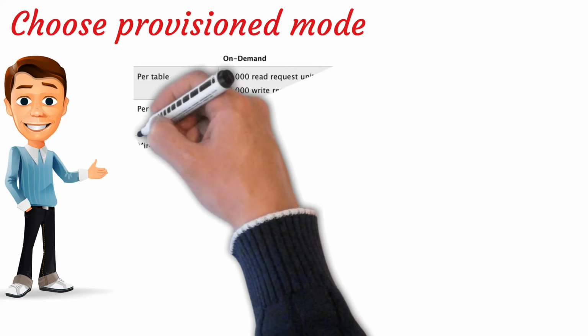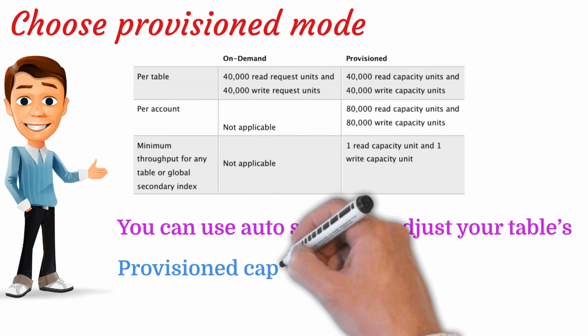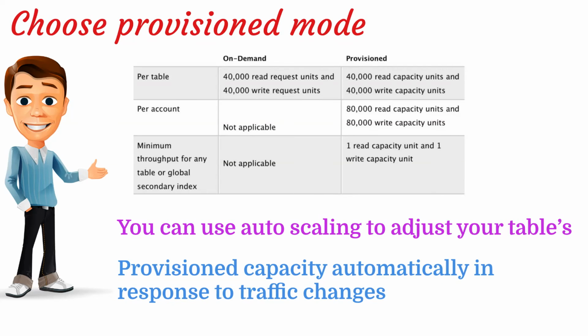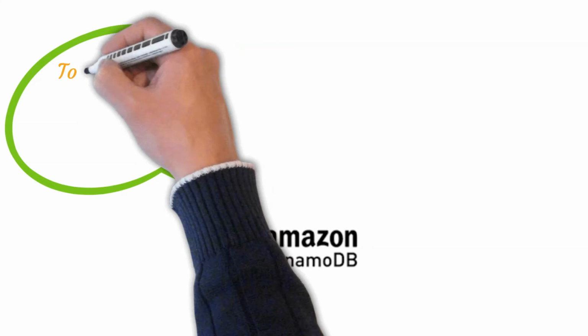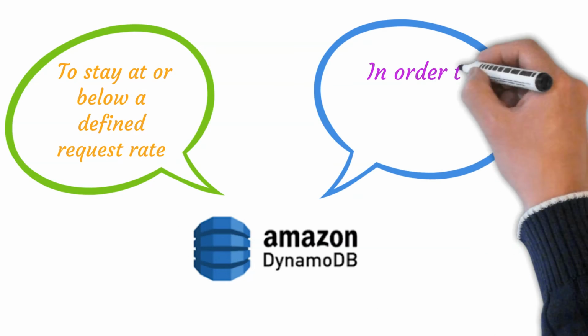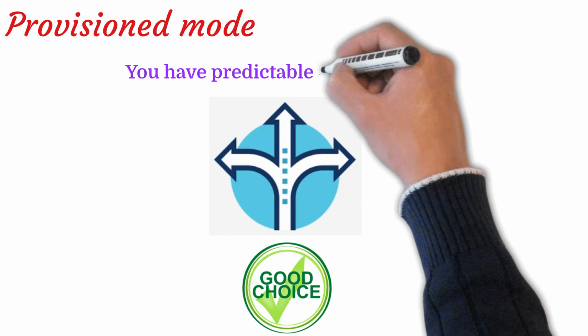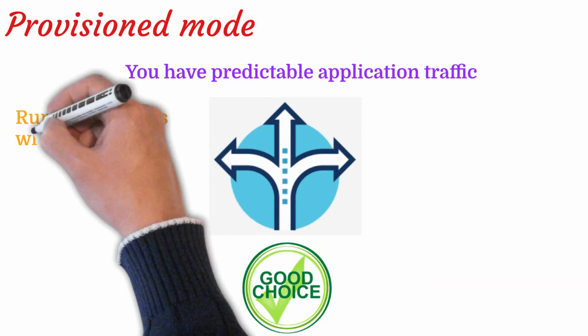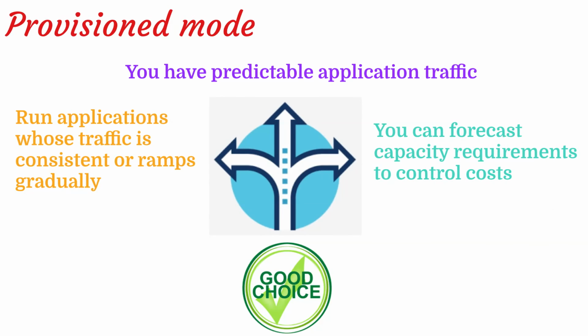If you choose provisioned mode, you specify the number of reads and writes per second that you require for your application. You can use auto-scaling to adjust your table's provisioned capacity automatically in response to traffic changes. This helps you govern your DynamoDB use to stay at or below a defined request rate in order to obtain cost predictability. Provisioned mode is a good option if any of the following are true. You have predictable application traffic. You run applications whose traffic is consistent or ramps gradually. You can forecast capacity requirements to control costs.